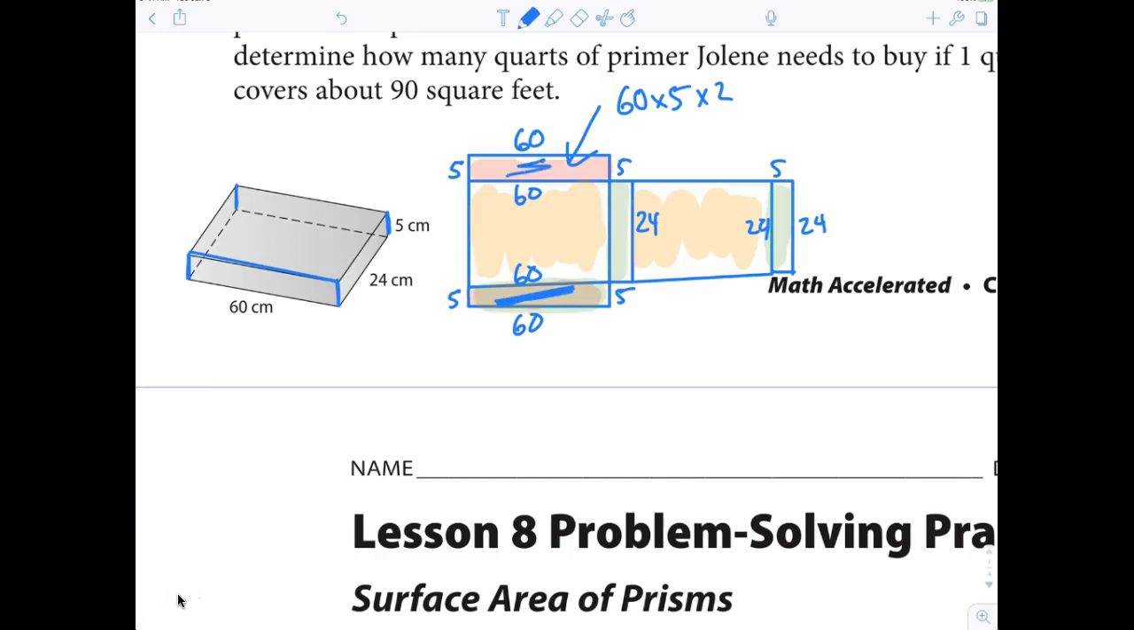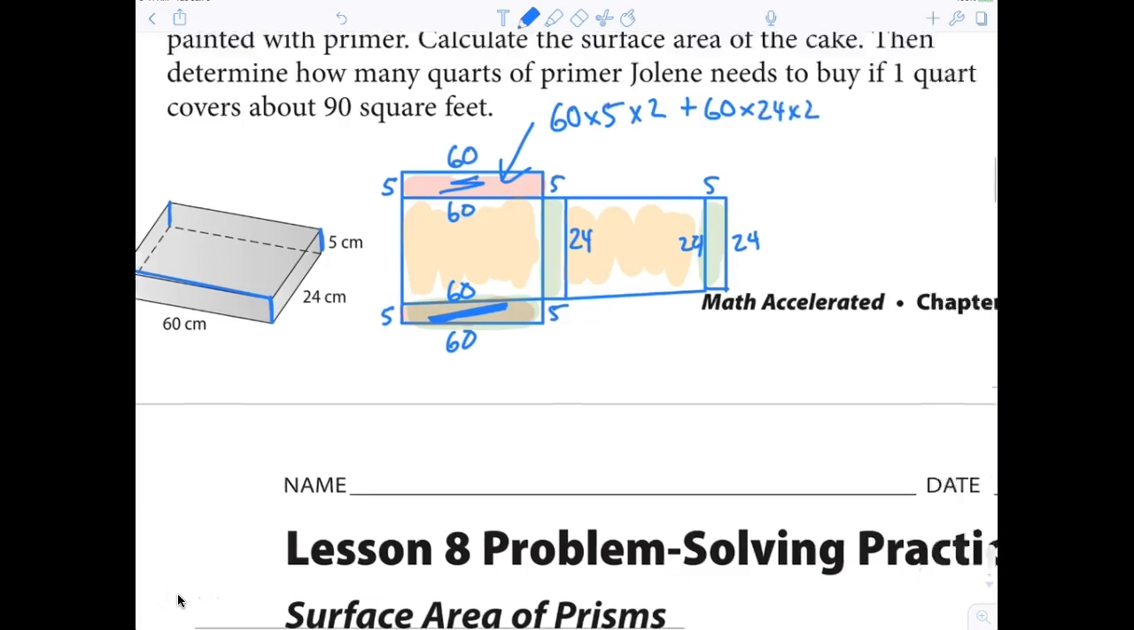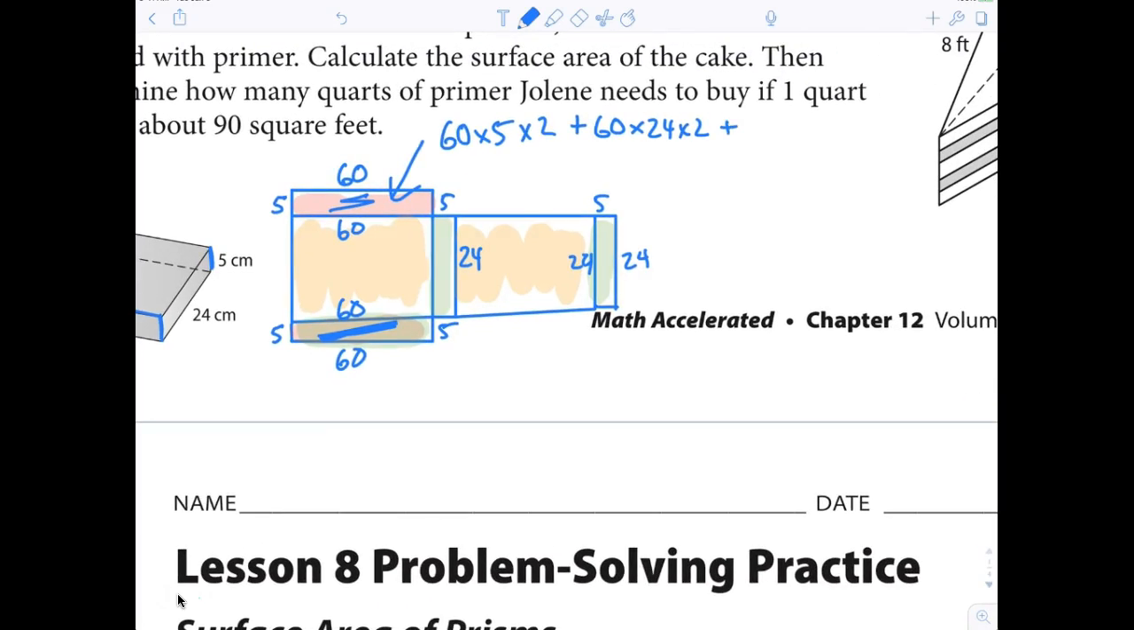All right. Now what else do I need? What other two numbers? The big rectangle. What's the big rectangle dimensions? 60 times 24 times 2. And then what's the other rectangle? 5 times 24 times 2.